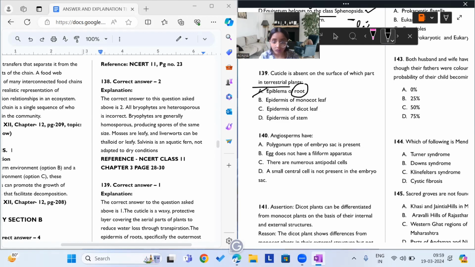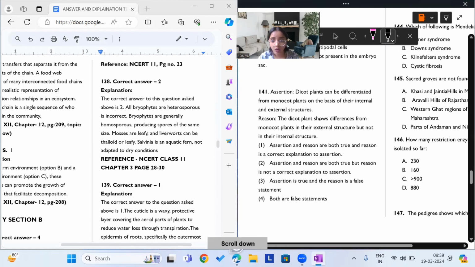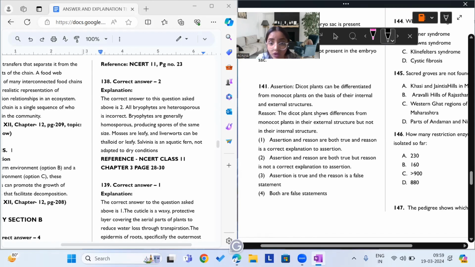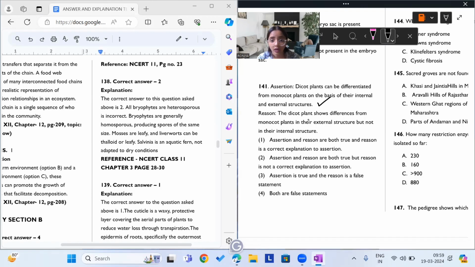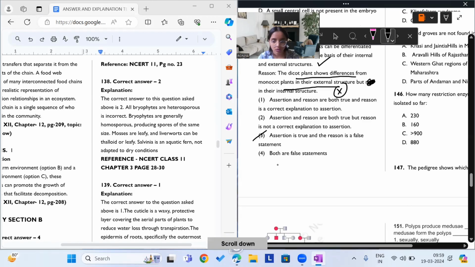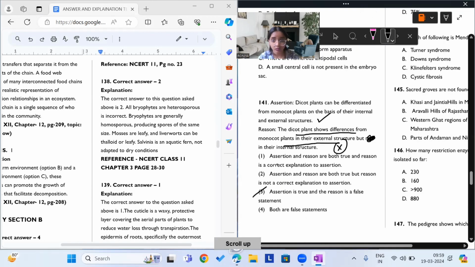Okay. Moving on to question 141. Dicot plants are differentiated from monocot plants on the basis of their internal and external structure. Correct. Dicot plants show differences from monocot plants in their external structure. Yes, but not in their internal structure, it seems. No, they also show differences in internal structure. So this statement is wrong. So the answer would be assertion is true, reason is false.